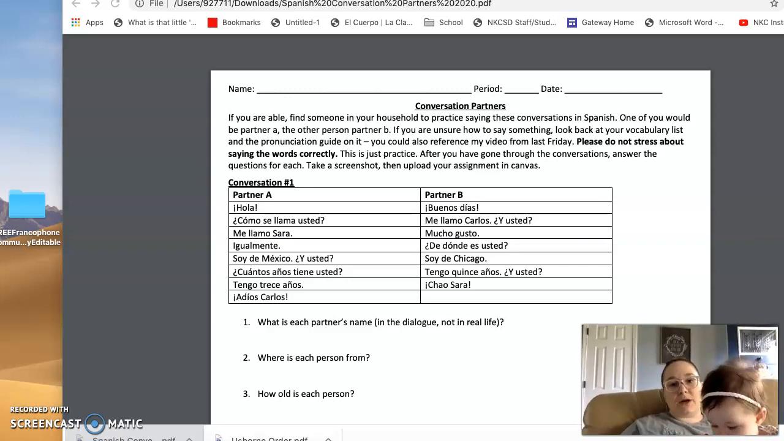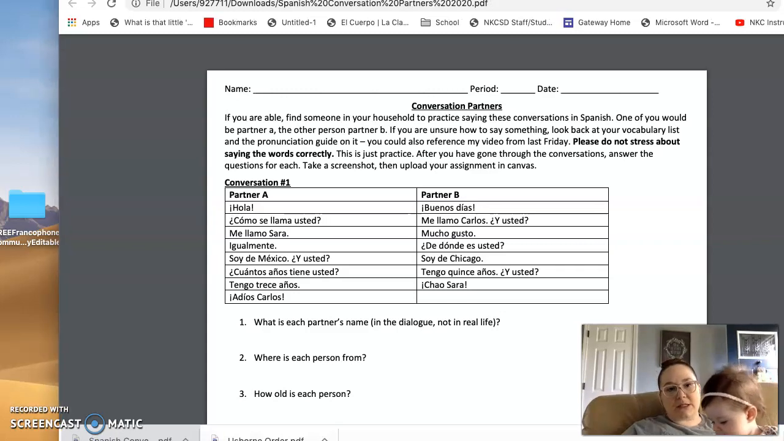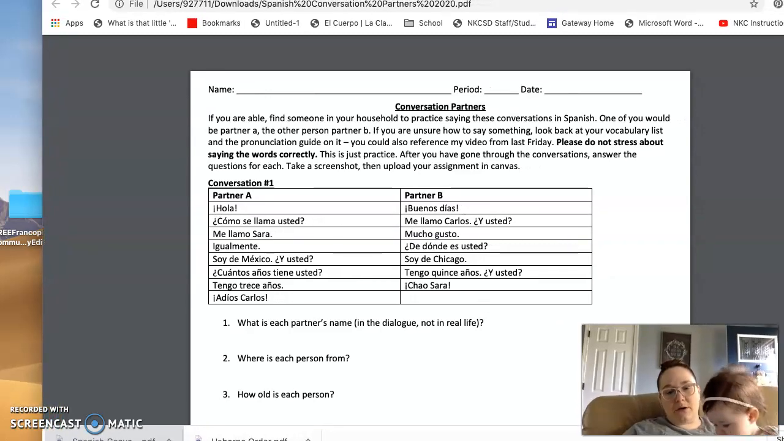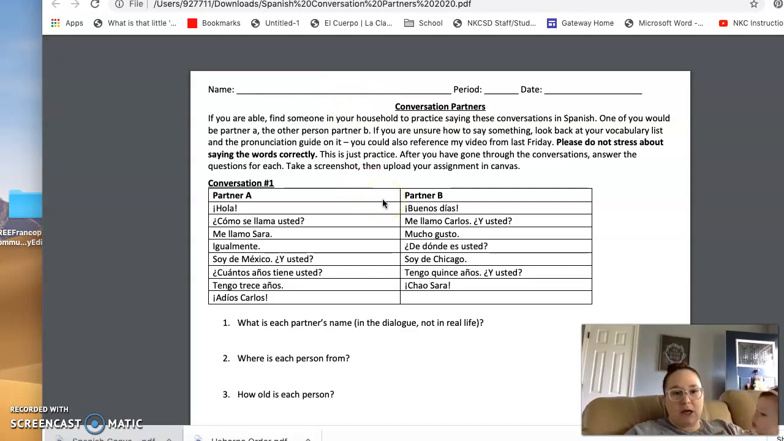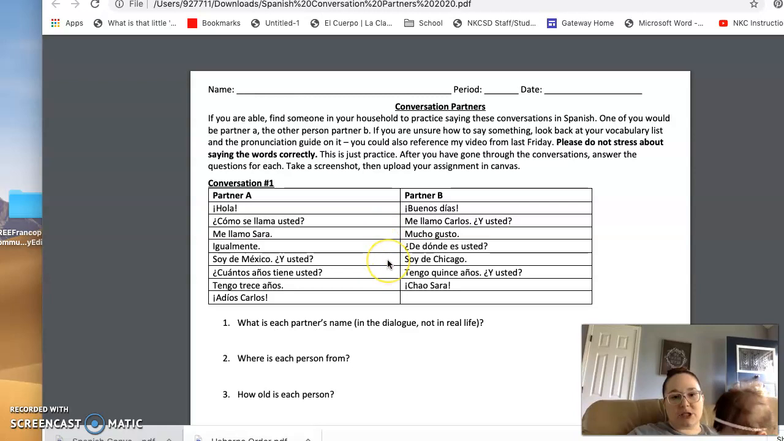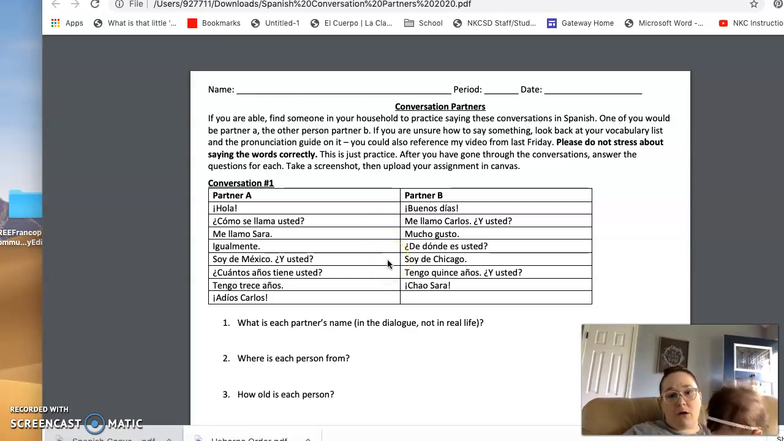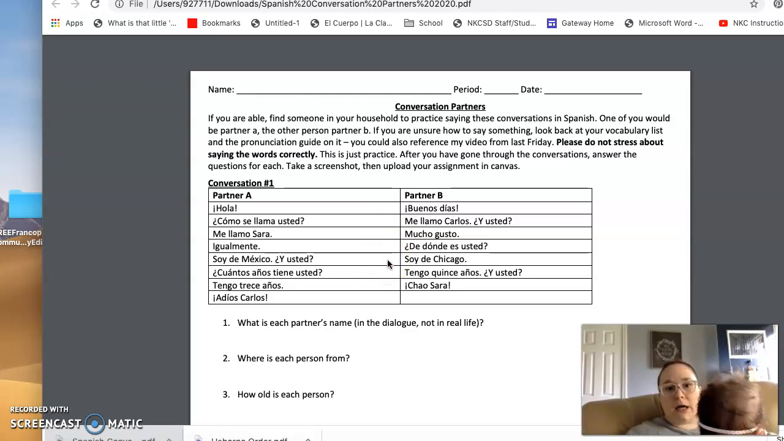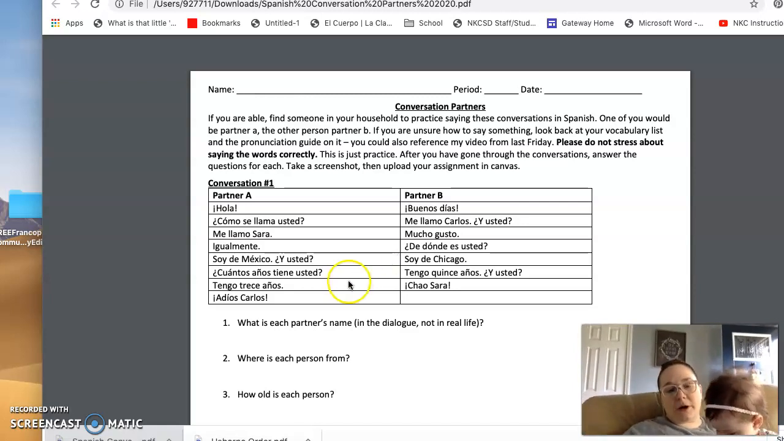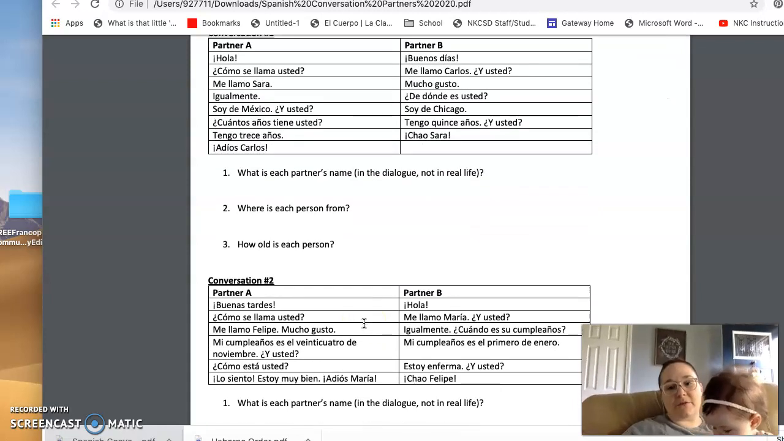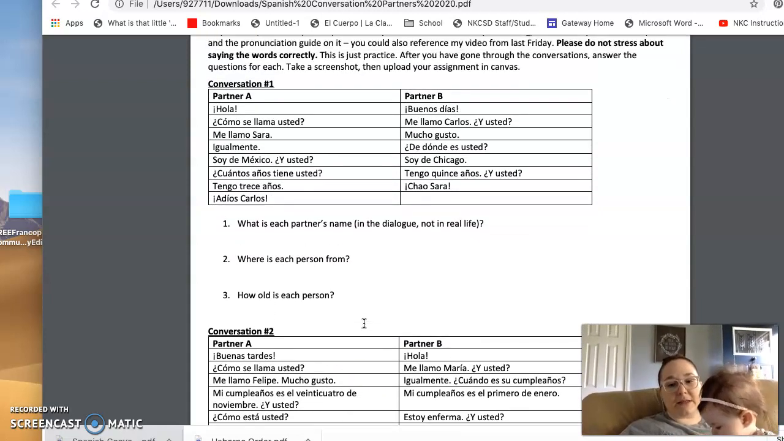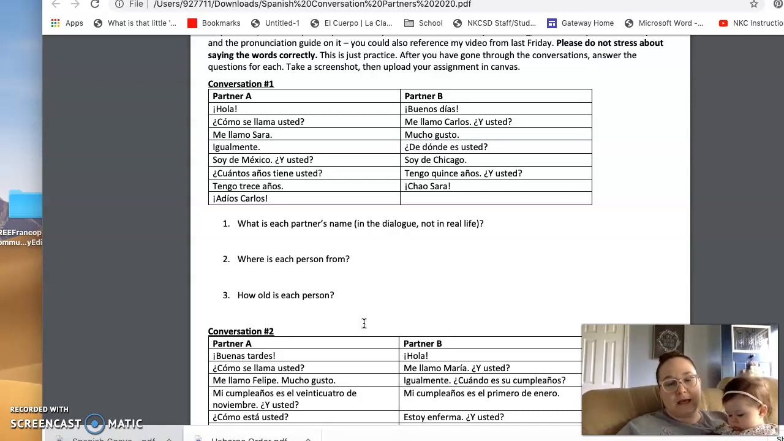I am grading your assignment from yesterday, your conversation partners activity, and there's a couple things I wanted to stop and talk about. So let's look at this. I have this pulled up here on the screen, obviously. You were to say these two conversations out loud with someone in your home, if someone was willing. One of you was partner A, one of you was partner B. You had the first conversation and then the second conversation. And then underneath that, you had some questions in English that you needed to answer.